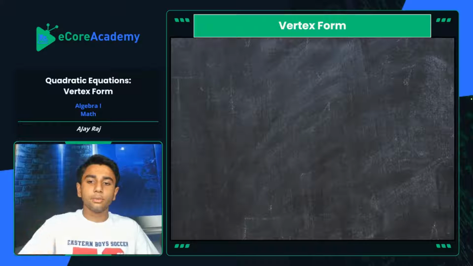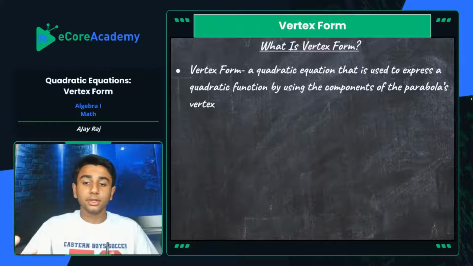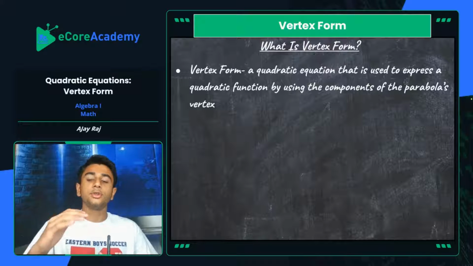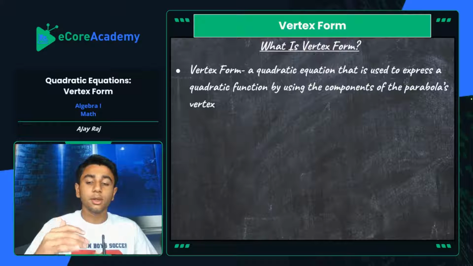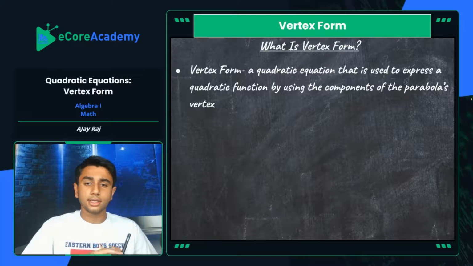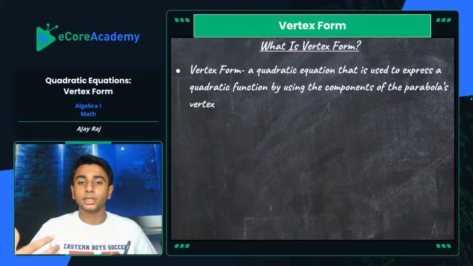So vertex form. What exactly is vertex form? Vertex form, by definition, is a form of a quadratic equation that is used to express a quadratic function by using the components of the parabola's vertex. So that's the defining feature of the vertex form. It characterizes essentially the entirety of the parabola, utilizing its vertex as a definitive way of characterizing the location of the parabola and also the properties of it.